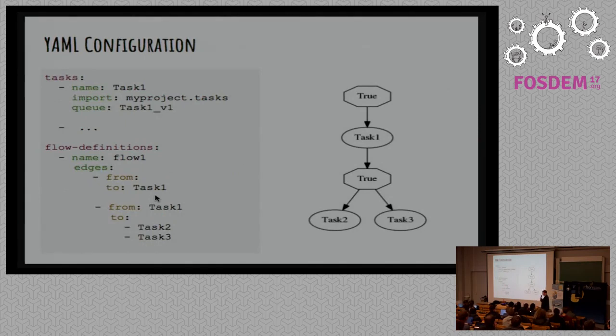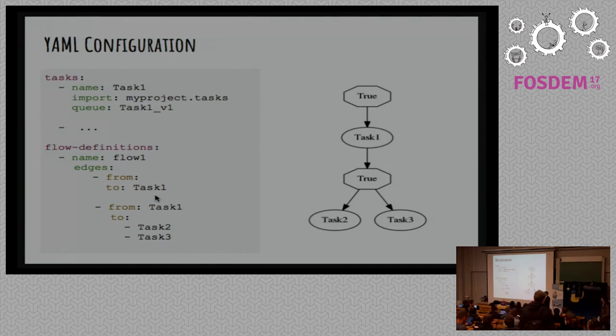Let's say we have three tasks. And in this YAML configuration file, we state, hey, we have these tasks. So you provide a list of tasks. You provide an import where these tasks should be, where the implementation of tasks sit. You provide a name of the task. And you also provide, optionally, a queue where this message should be queued.